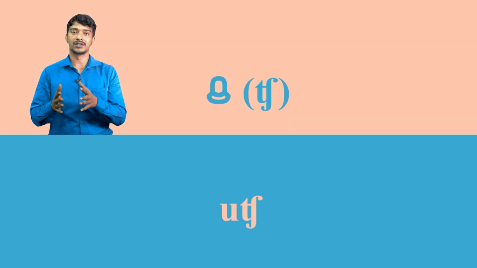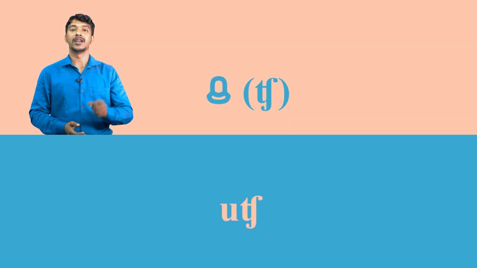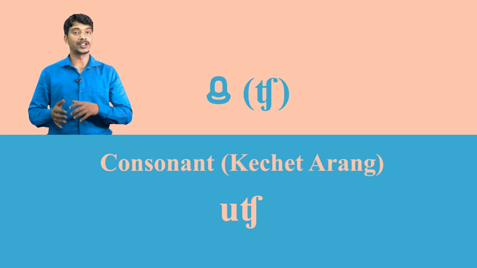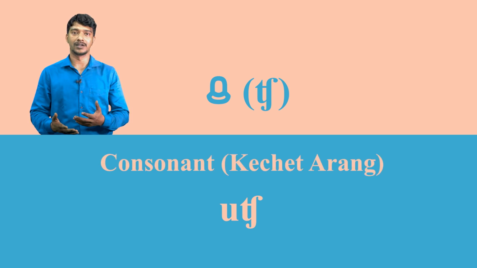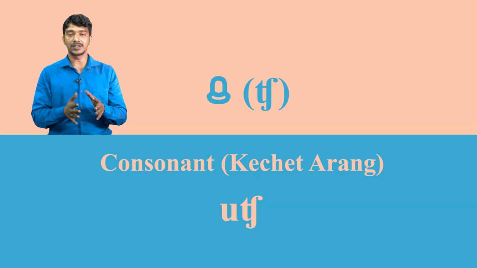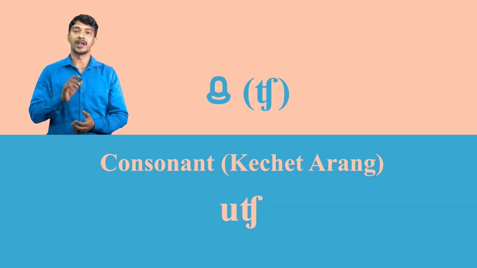The second letter of the set is Uch. This letter is pronounced Uch in Santali. It is a consonant. It is called Kechet Arang in Santali, which is framed as the picture of a hilltop.